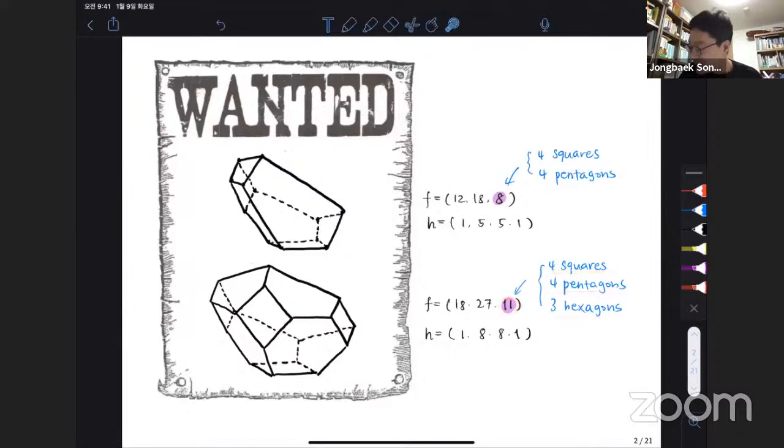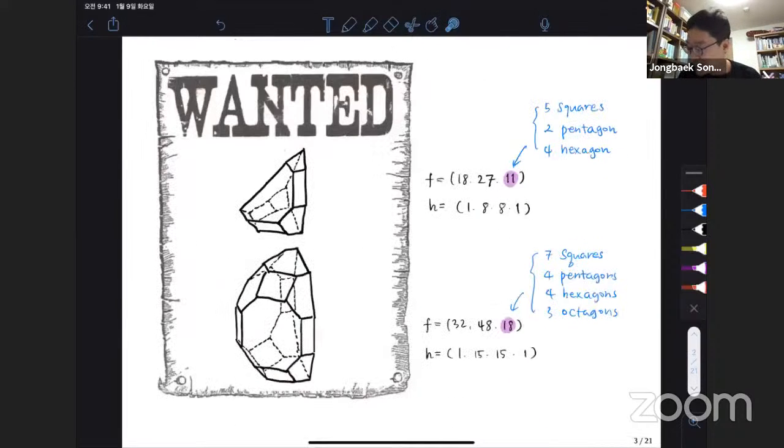Another class of polytopes is given like this. It looks a little complicated, but its facets are given by 5 squares, 2 pentagons, and 4 hexagons, and it has 18 facets. Anyway, something like this. Okay, so let me explain how this polytope arises in our project.